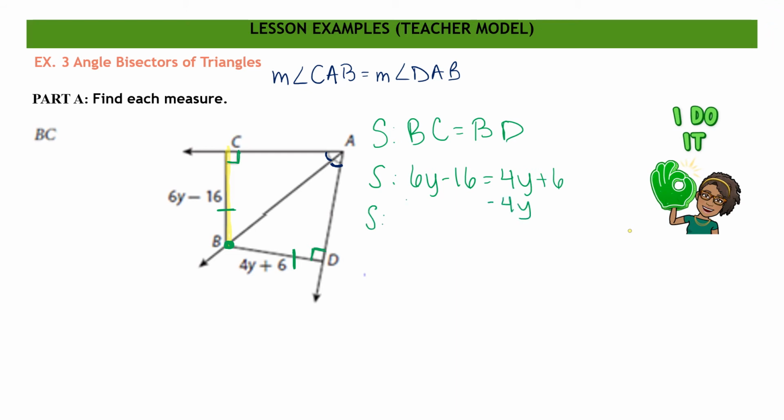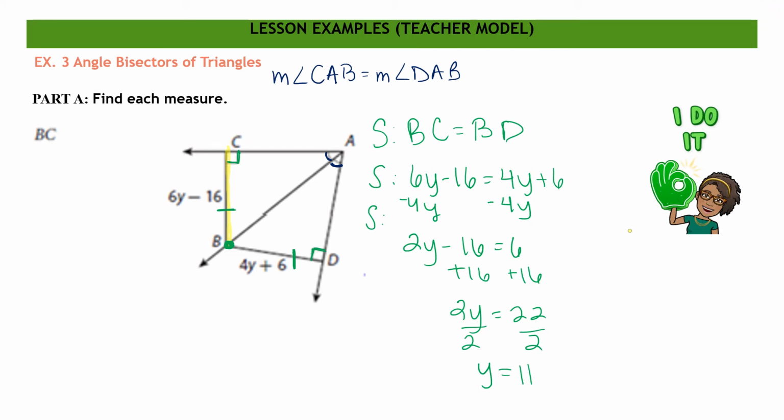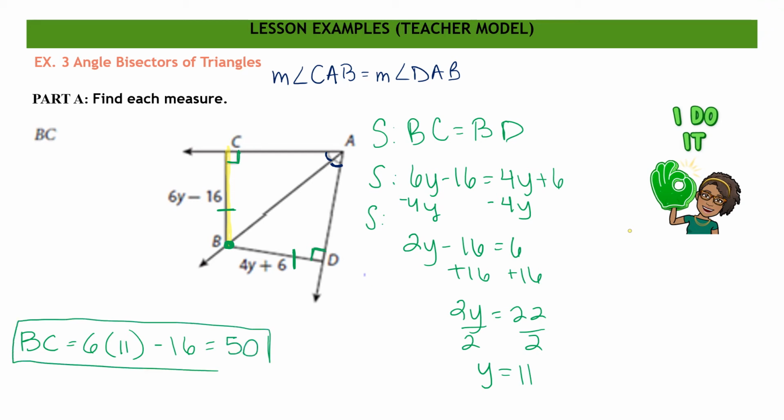So I'm subtracting 4y from both sides, and that gives me 2y minus 16 equals 6. I add 16 to both sides, so that gives me 2y equals 22. Divide by 2 on both sides, so y equals 11. So remember, we're not trying to find the value of y, we're actually trying to find the value of BC. BC we know is 6y, which is 11, minus 16. So 6 times 11 gives me 66, minus 16 gives me 50. So I know segment BC is 50.